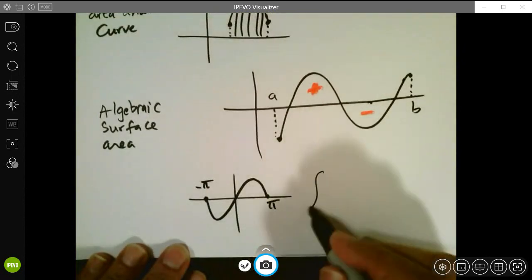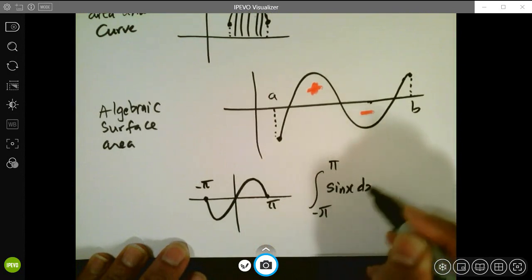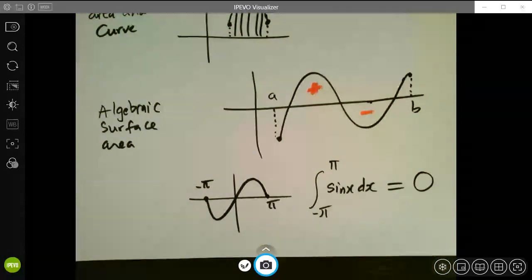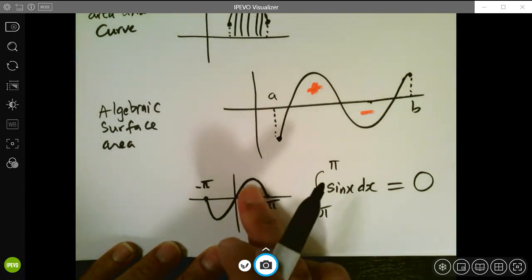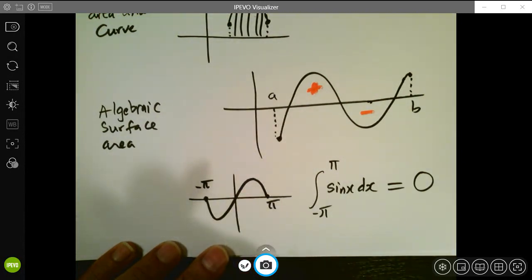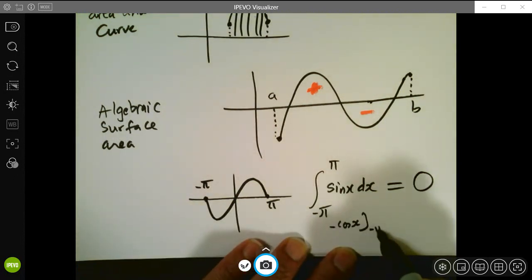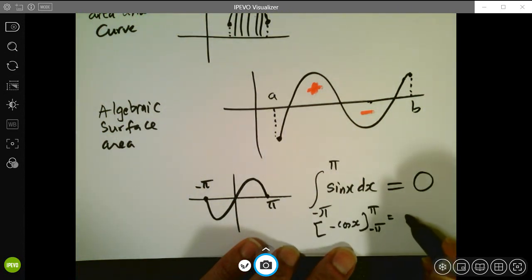See, if you take the integral from minus pi to pi of sine x, this one will be 0. But it's not the surface area under the curve. It's the algebraic surface area. Because if you do the math, this is minus cosine x from minus pi to pi. Okay, it will be 1 minus 1, which is 0.